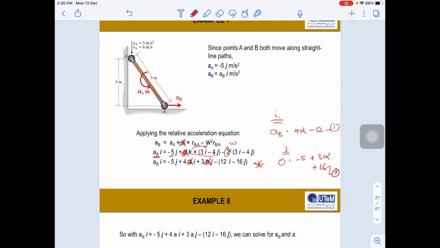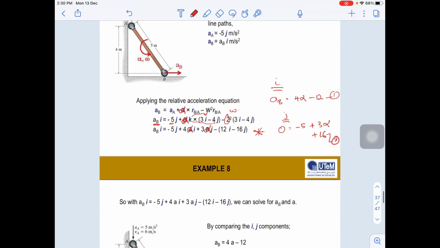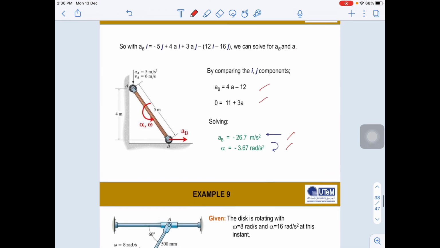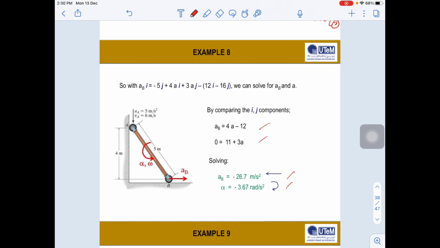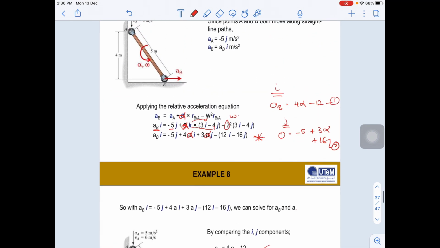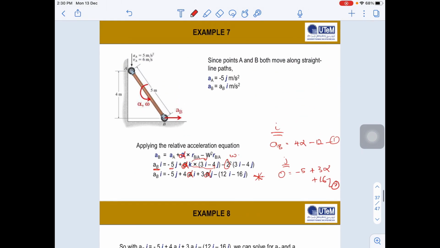This is 1, this is 2. Right, so you should get this answer. So what is AB and what is alpha? Okay, that's it, how you find acceleration using relative motion method. Same with velocity.